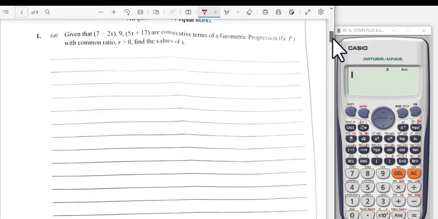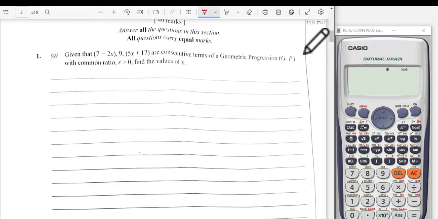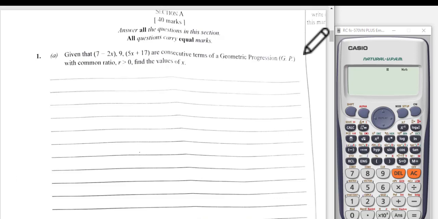So let's start work, and we are going to solve the first question here. So how do we solve these questions? You can see on my right-hand side too, I have my scientific calculator set up. That is the first thing that you have to do. You have to make sure that your calculator is ready for you here.